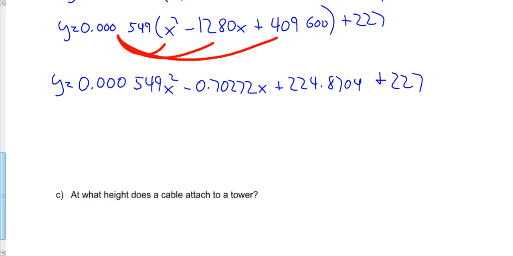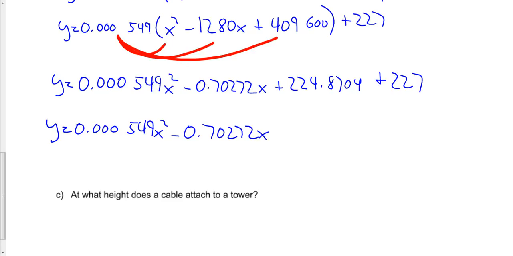So I'm going to clean that up one last time. That gives me y is equal to 0.000549x squared minus 0.70272x plus 451.89. I'm just going to round it up for simplicity's sake.